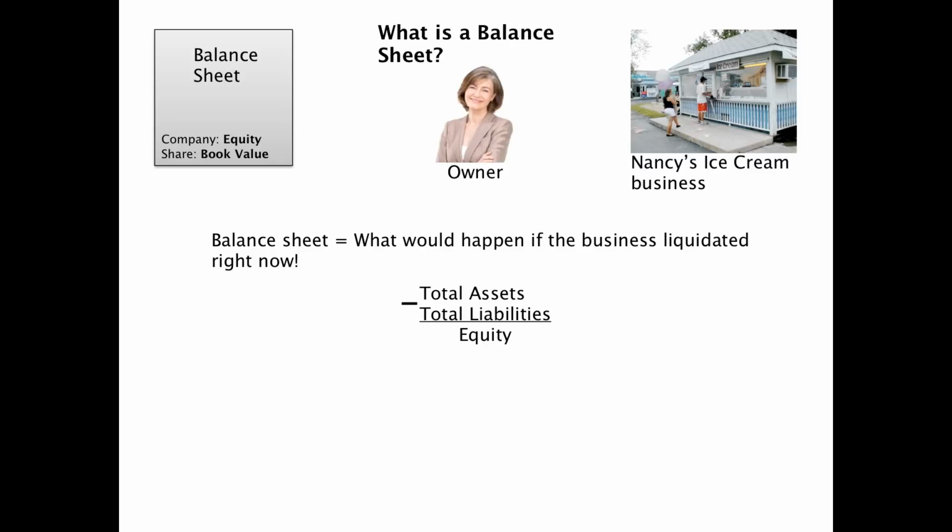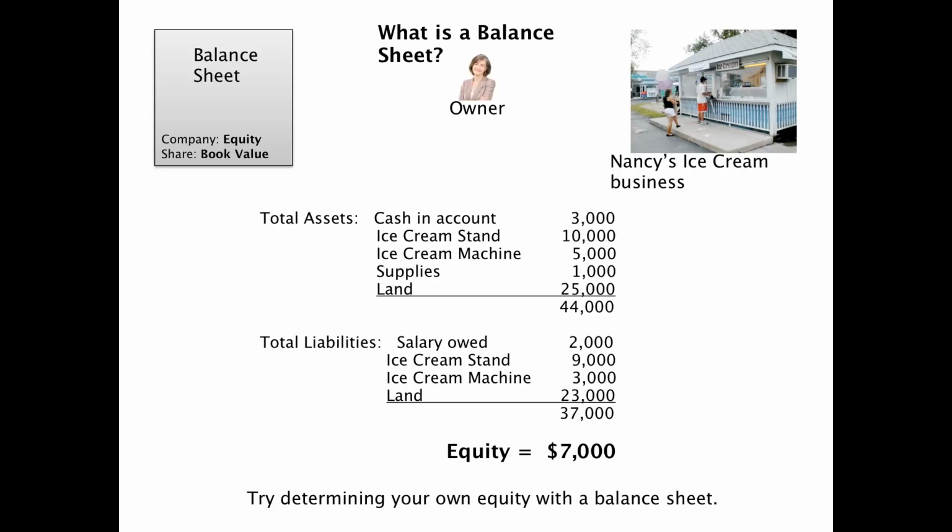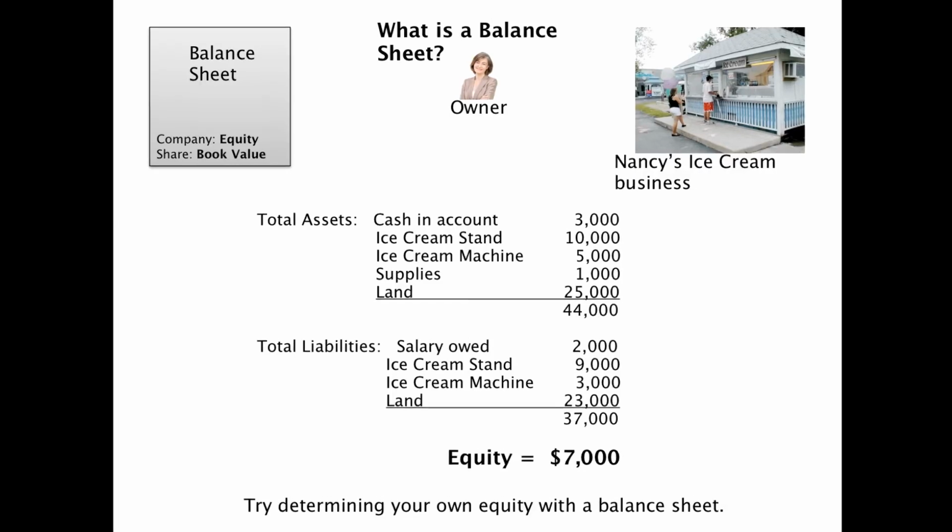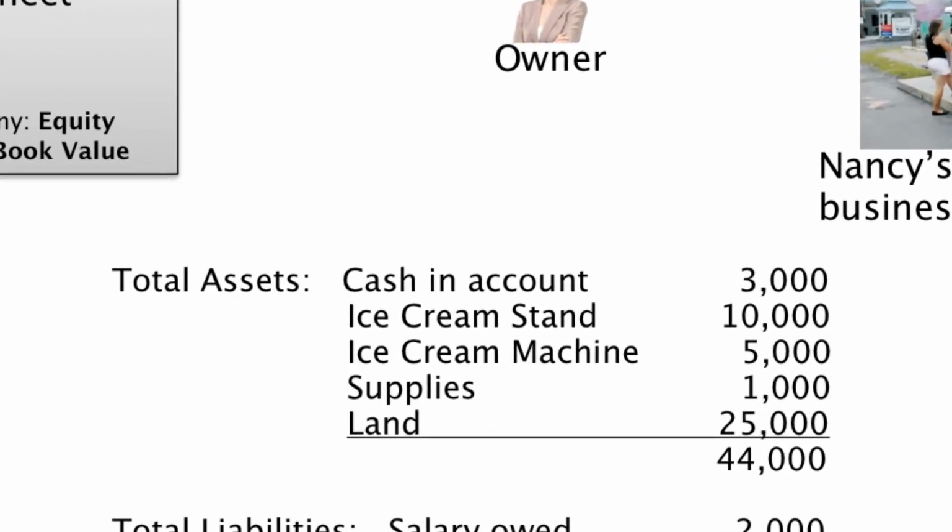So let's demonstrate that. Here I just took a very generic balance sheet for Nancy's business, her ice cream business. And on the top, you can see I have the total assets. Okay, so I'm going to go through these real quickly. The cash in the account. So Nancy has a corporate bank account that's different than her personal bank account. And in that bank account, she has $3,000 on hand.